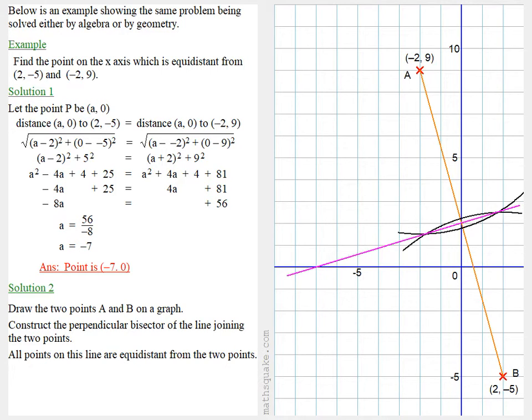All points on this line are equidistant from the 2 original points. P is the point of intersection of the bisector with the x-axis. And we see it crosses the x-axis at minus 7, 0. So the point is again (minus 7, 0). In this case, one method was entirely done by algebra, and we got the same answer when we did it entirely by geometry construction.